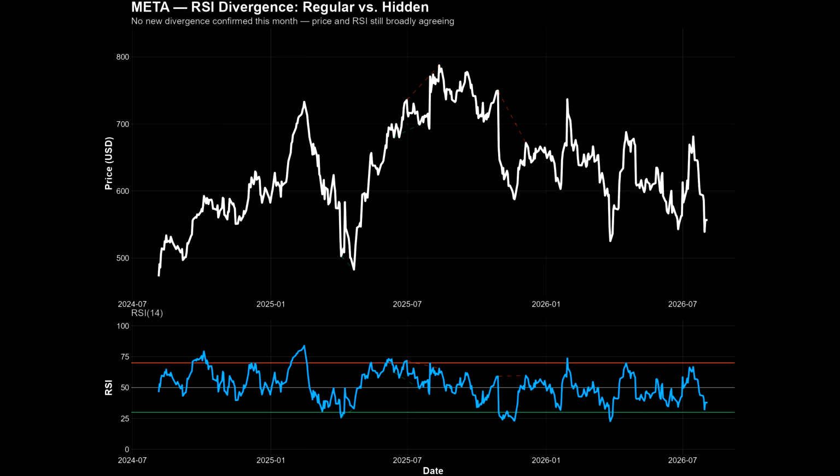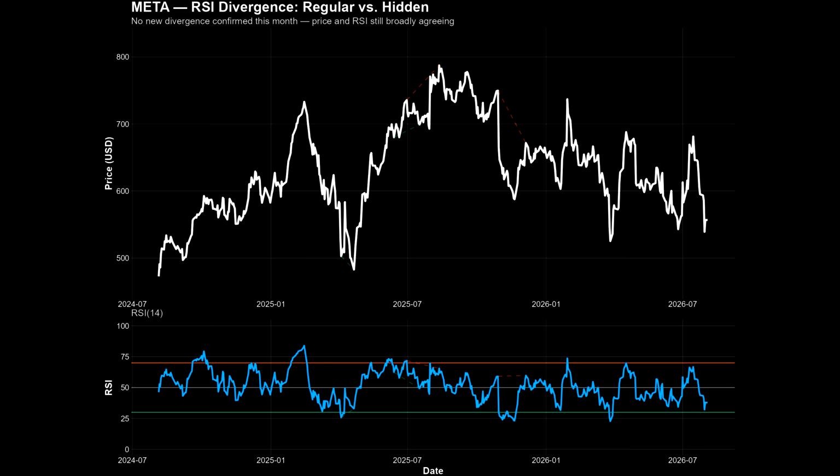Applying what we just learned on the previous slide, this happens inside an existing downtrend, with price posting a lower high while RSI posts a higher high alongside it. The chart correctly labels this a confirmed hidden bearish divergence. Read as a continuation signal. It's warning that the prevailing decline likely still has room to extend, not flagging a reversal.